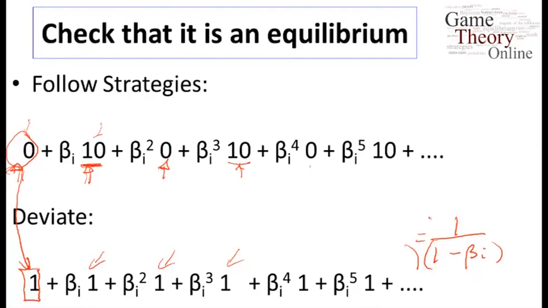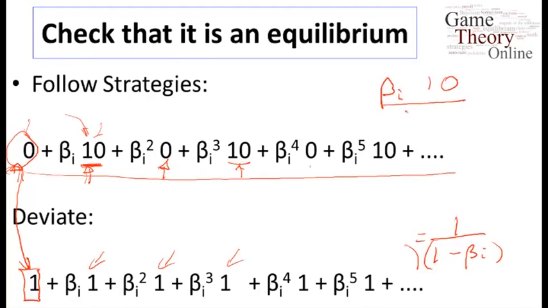Instead, if I follow the prescribed equilibrium strategies, what am I getting? Well, if you sum this series, it's basically a series where I'm getting 10 in every other period, starting in period 2. So that's going to look like beta_i times 10 over 1 minus beta_i squared. So it's as if I'm hitting it with a discount factor of beta_i squared, right? So a beta_i times the whole sequence plus my discount factor looks like it's every second period that I'm getting payoffs. So it looks like beta_i squared as my discount factor.